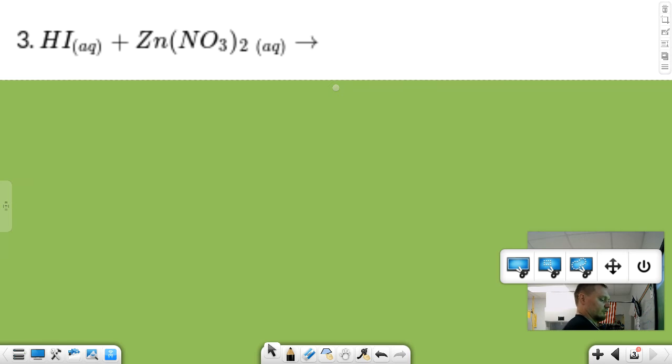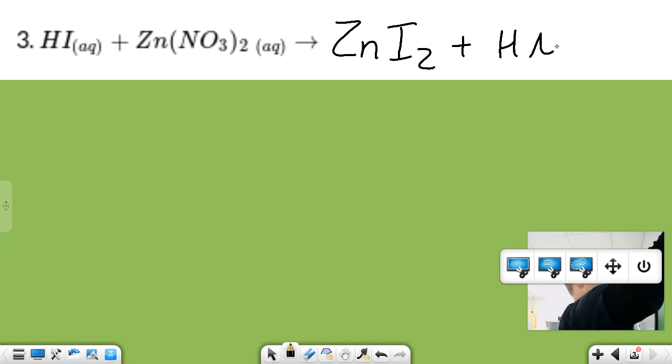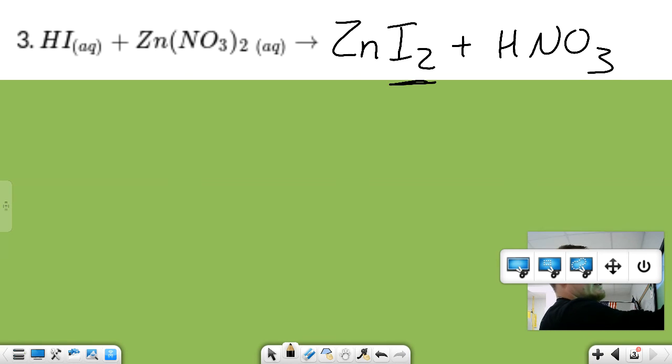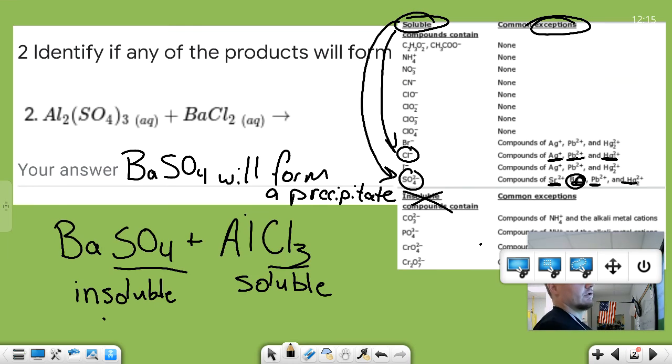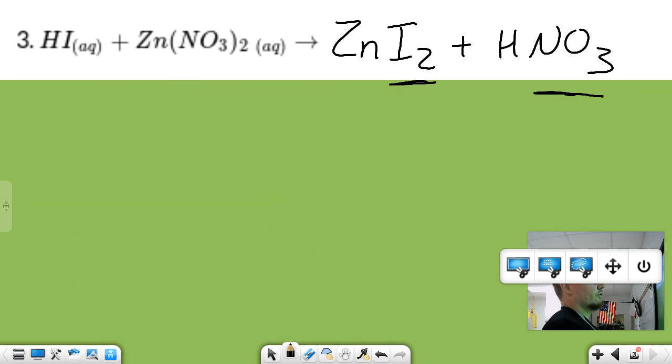If these were to mix and switch spots here, this would be ZnI2 plus HNO3. And if we take a look here, let's check for iodine and NO3. Iodine here is soluble except when attached to silver, lead, or mercury. It's not attached to silver, lead, or mercury here, so this will be soluble.